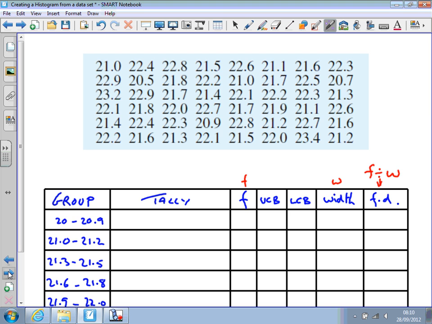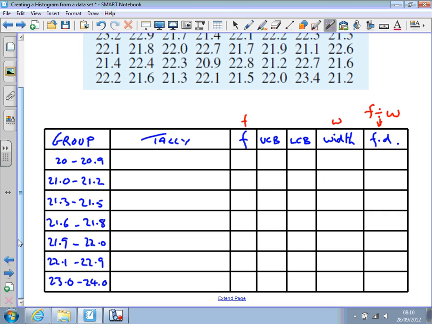So for all this data, in our group, we decide on the group sizes, and in this particular one, I'm not interested particularly in what's going on between 20 and 21, so really that's all in one group from 20 to 20.9. The next group starts at 21 and goes up to 21.2, so you can see that's a much smaller group size, and so on. And then when I get up to around about 22, I'm not really interested in what's going on between there, so they're much bigger groups.